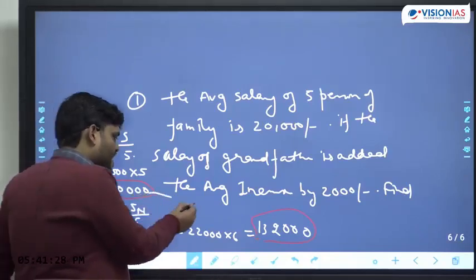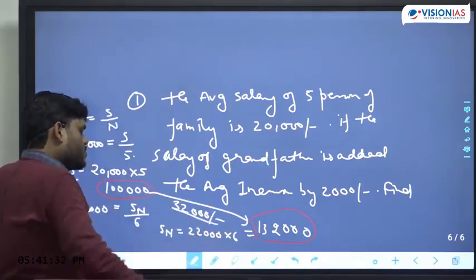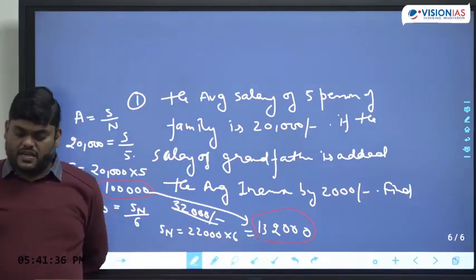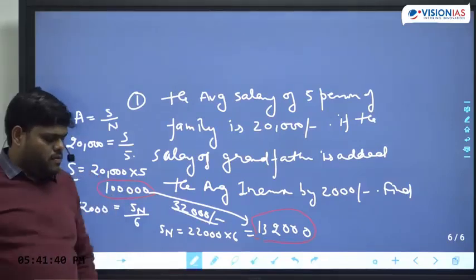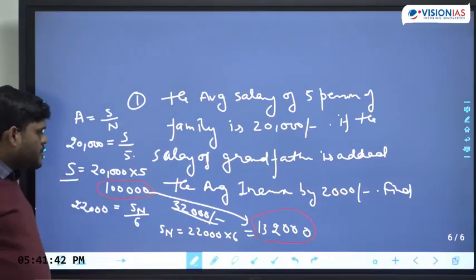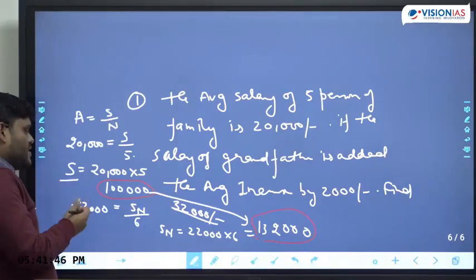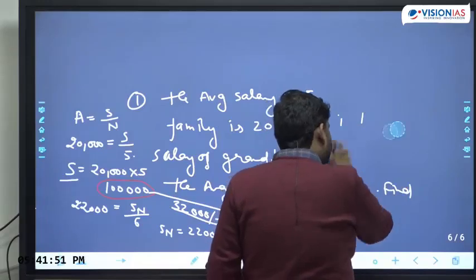The grandfather salary is around 32,000 rupees. Okay? This is a very simple question which we can solve easily with the help of formula. We can also solve it without the help of formula. How can we solve it without the help of formula?